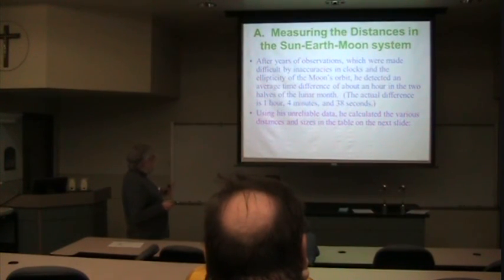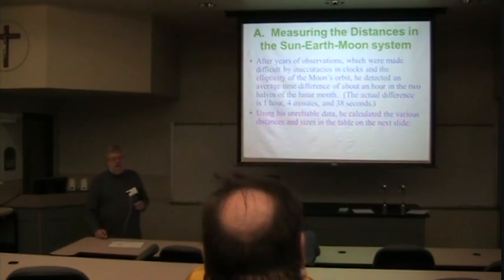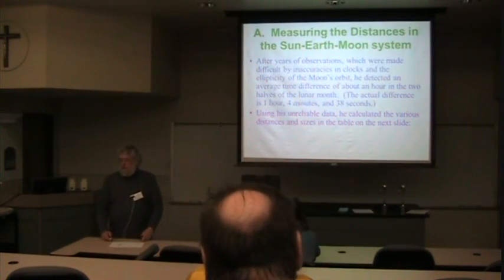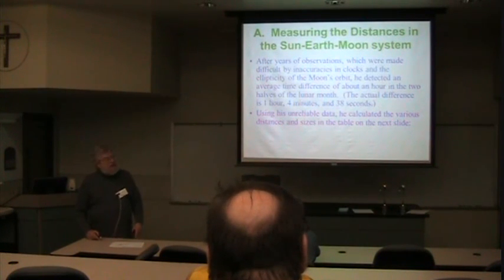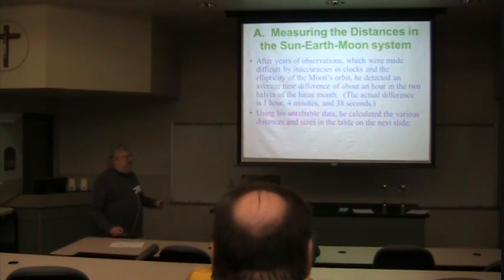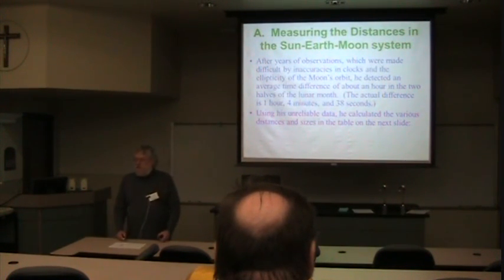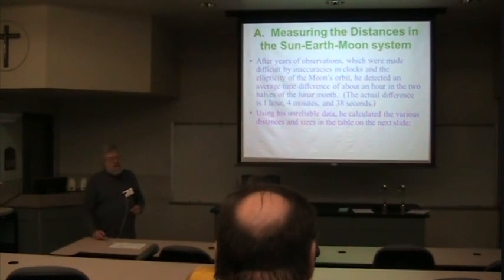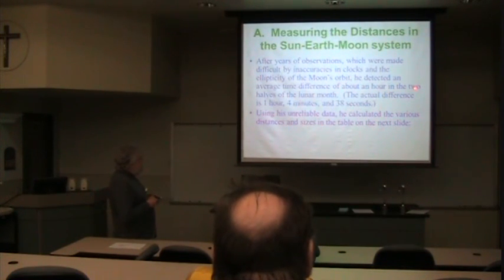So he had to make years of observations and average them out, because even though his assumption was that the moon was in a circular orbit, he quickly discovered that all his data would be different from one month to the next, because the moon's orbit is not circular, it's elliptical, and it speeds up and slows down accordingly. So he had to take measurements over many, many years and average them out. But when he did, he found that there was about an hour's difference.